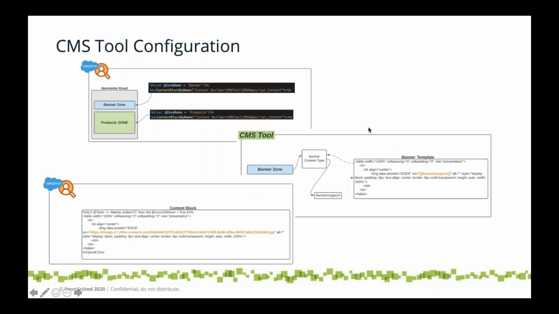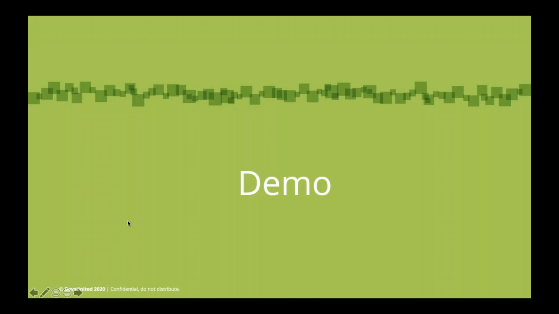And the result of this will be a content block in Marketing Cloud with HTML code, with some AMPscript code to determine if the tool should render the content or not, then with the HTML code with the replacements. So let's see how it looks, the tool.